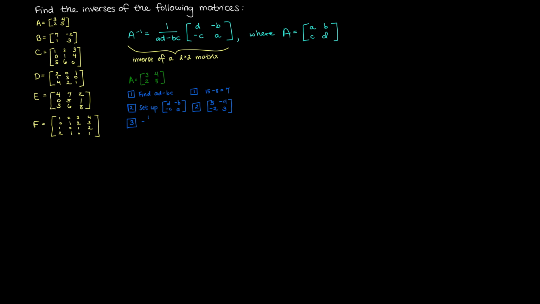Next, set up the formula for the inverse. That would be 1 over AD minus BC times the matrix D, negative B, negative C, A. We have 1 in the formula, so we're just going to apply it here as well. And we found AD minus BC to be 7. So we'll have 1/7 times 5, negative 4, negative 2, 3. Lastly, remember that if we multiply a matrix by a scalar, that's the same as multiplying every single element in the matrix by that scalar. So A inverse will be equal to 5/7, negative 4/7, negative 2/7, 3/7.